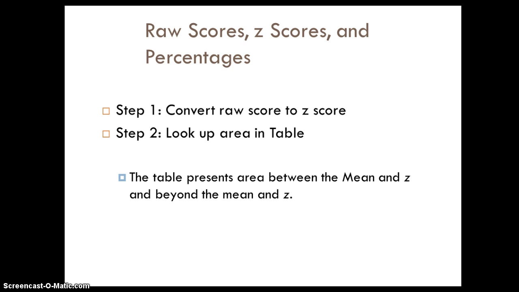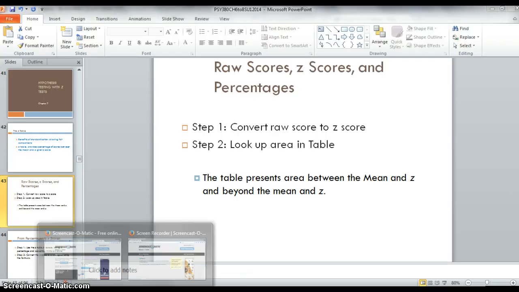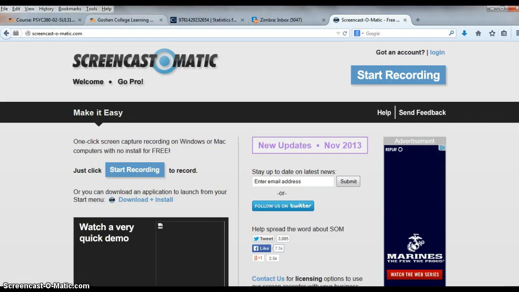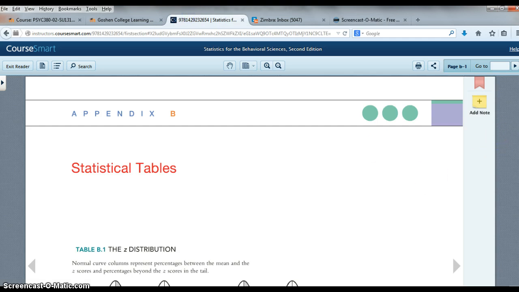So in order for us to find a percentage or a percentile that's associated with a particular z-score, you start by taking that raw score and converting it to a z-score, which we talked about last time in Chapter 6. And then you look up what that area under the curve is in the table. The table will give you either the area between the mean and z, or the area beyond that z-score and into the tail. So let me show you what this looks like by coming over here to look at a copy of the z-table.